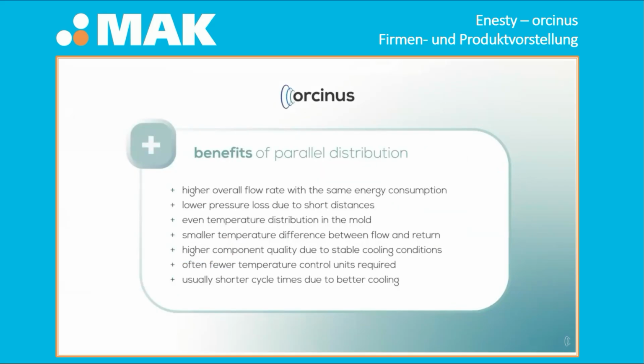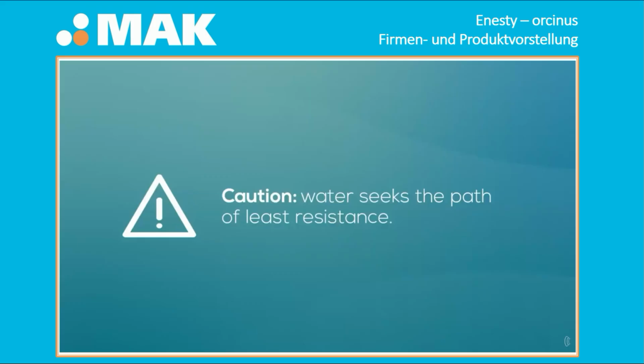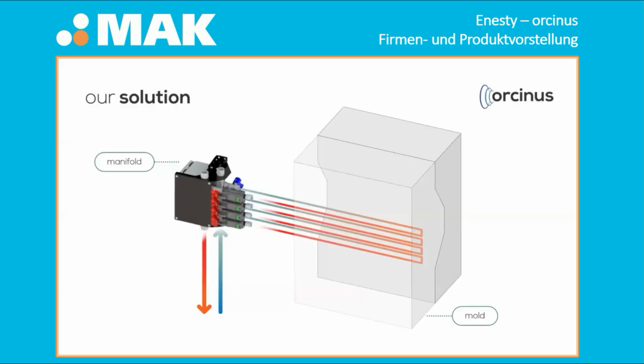This is a summary of the benefits, but I think I already mentioned them. One problem is that water always seeks the path of least resistance. It's like in politics. So we are offering our orcinus solution, which measures the temperature and the flow for every single circuit.